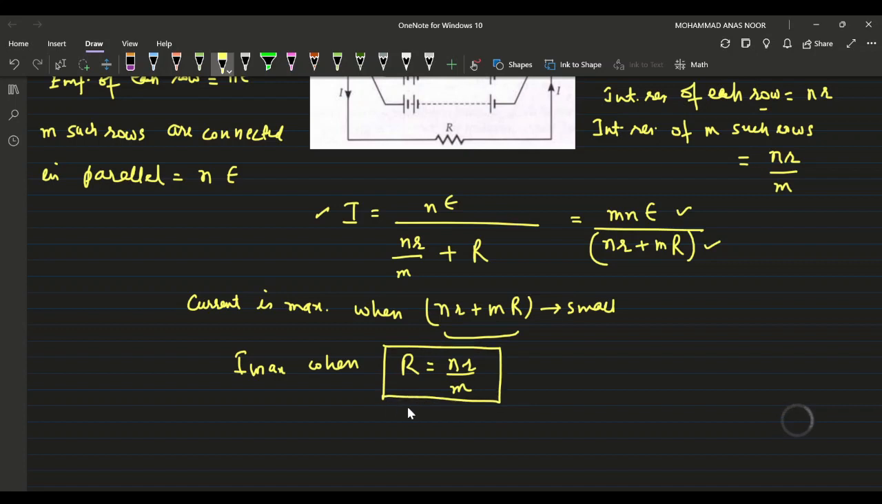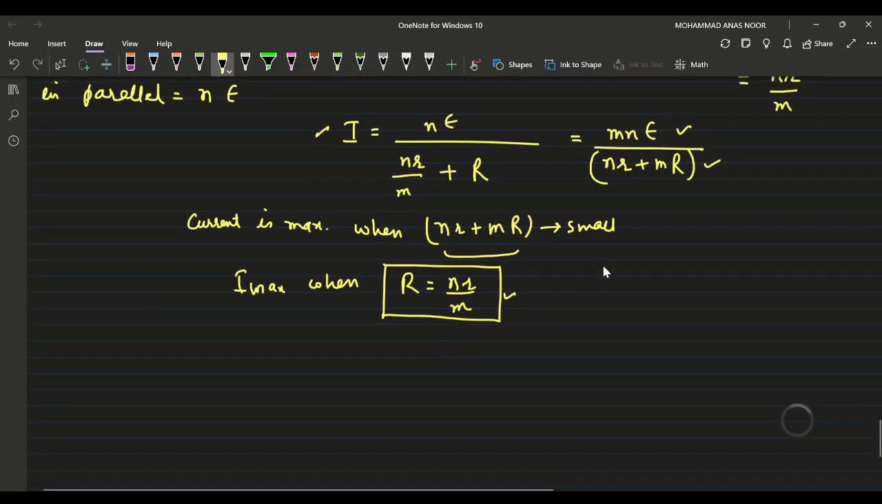That is, R should be equal to the internal resistance of the combination of cells, isn't it? So that is what it is. R should be this. I'm not doing the analysis because that will not come anyway.